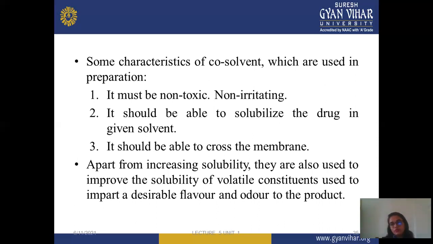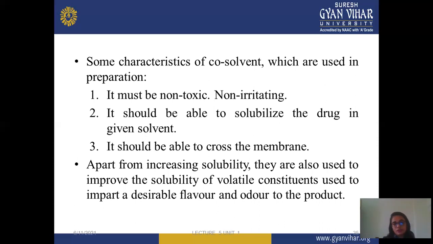If you suppose dissolve paracetamol in a particular solvent, it shows more solubility, but it may also precipitate out, showing some accumulation of the drug, and your drug is not uniformly solubilized in that particular solvent. So you should check or assure that your drug solubilizes completely in a particular solvent or particular co-solvent.